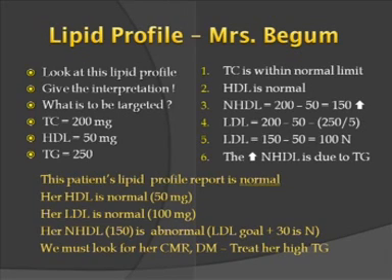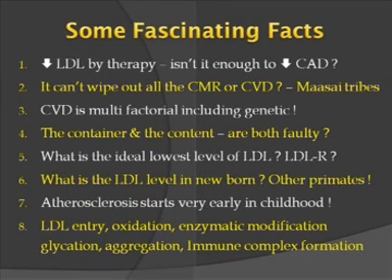In this patient, she has got a HDL which is normal, total cholesterol is normal, LDL is normal, but the NHDL for her is elevated, which is abnormal. This is because of the raise in the triglyceride. We must look for her CMR status, particularly diabetes and abdominal obesity, and treat her high triglyceride. Let us look at some of these fascinating facts.